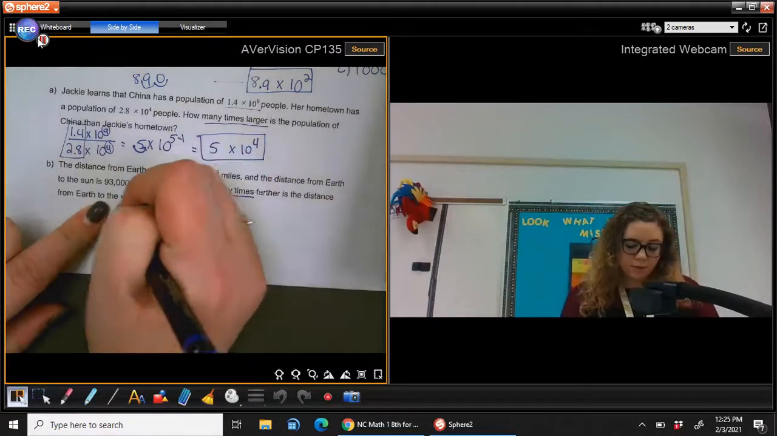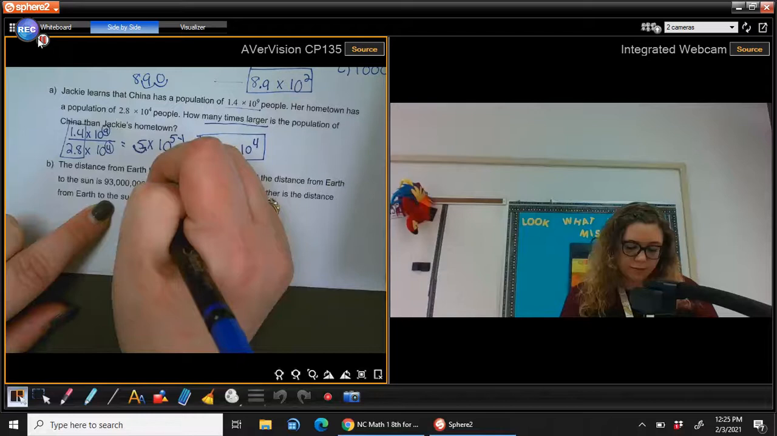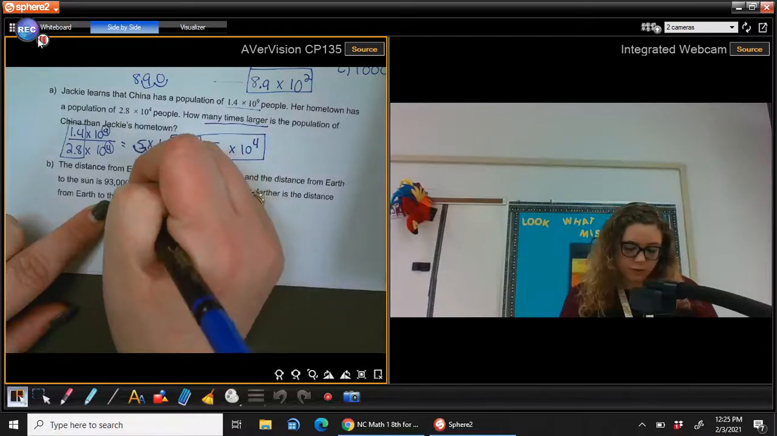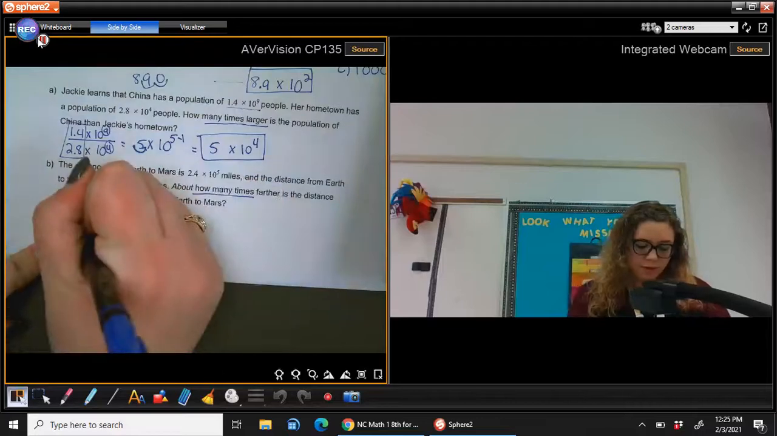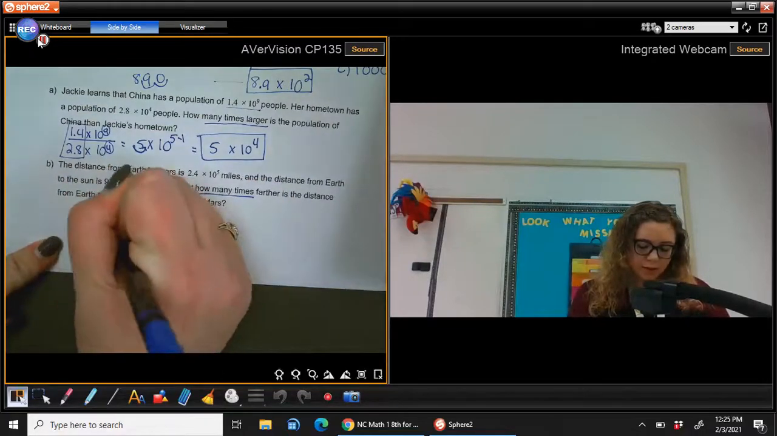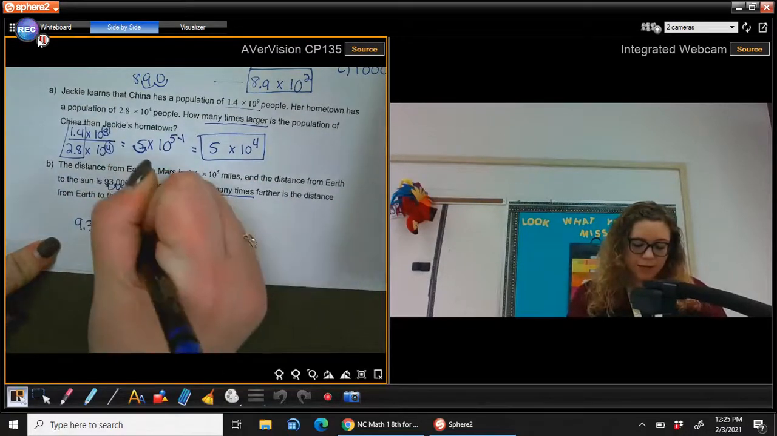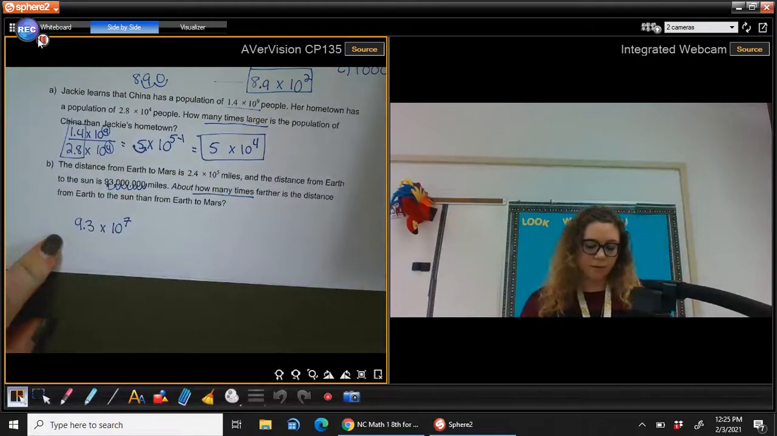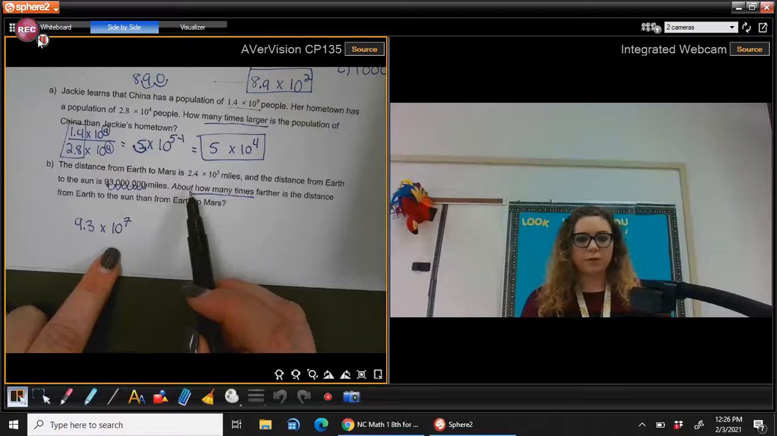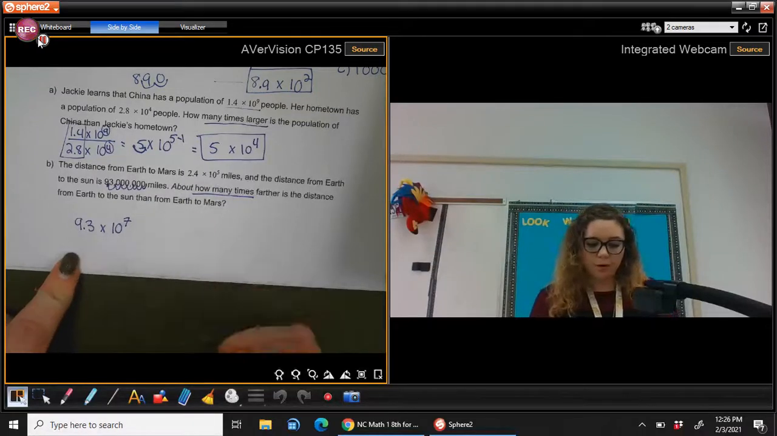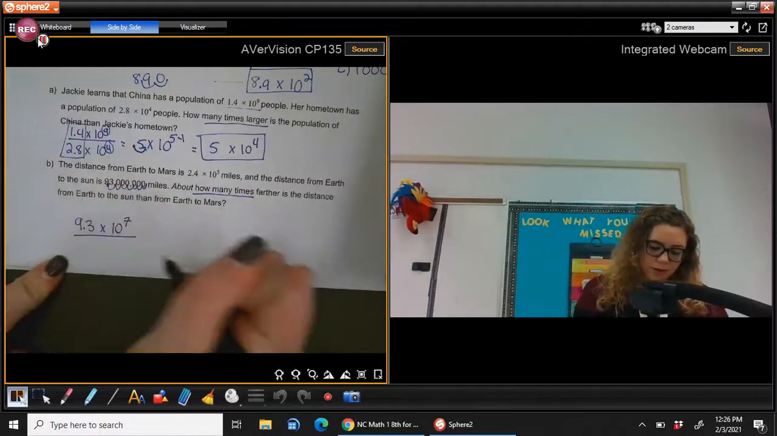Okay, so I'm going to count my decimals. 1, 2, 3, 4, 5, 6, 7. So I moved 7 places to the left. This is a really big number, so my exponent is going to be positive. Okay, so now which one's greater, this one or this one up here? This one is, so we're going to put that one on the bottom and we're going to divide.